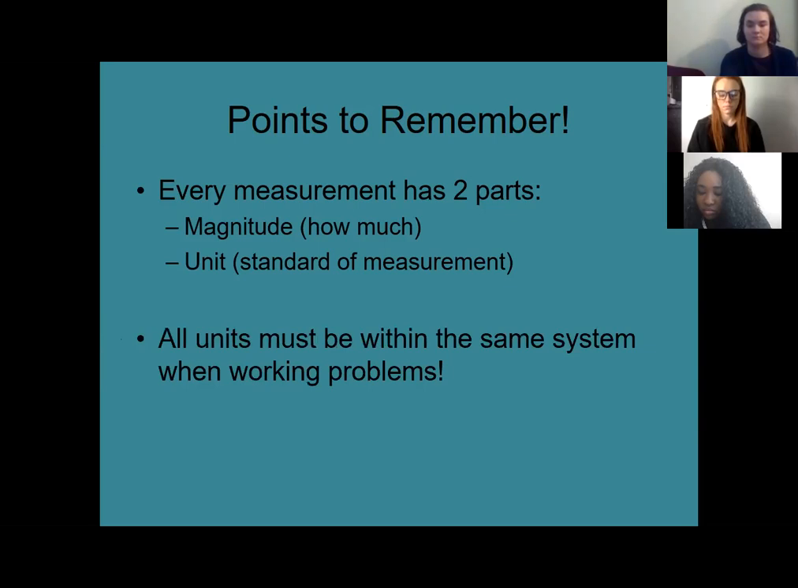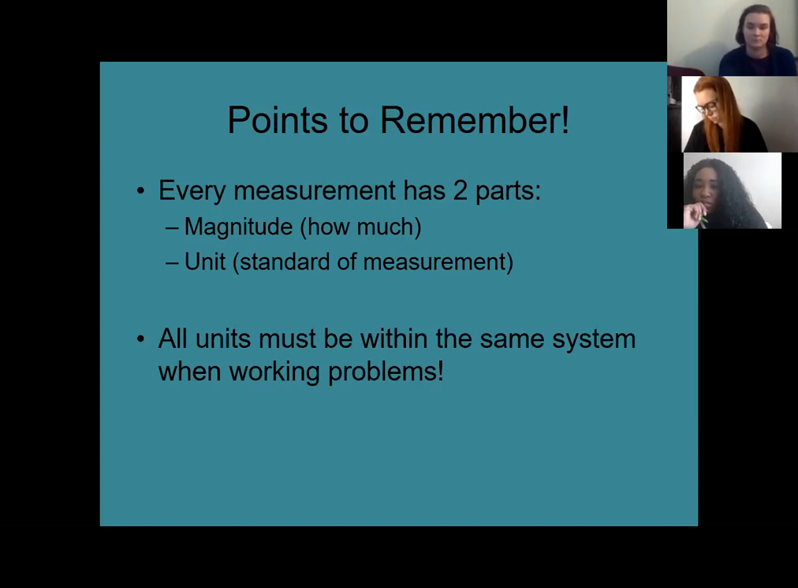Also, you have to work within the same system of units. You can't have part of your concepts in the British system and the other part in the MKS system and get an appropriate answer. You have to convert. You could convert all quantities to the British system and work the problem, or you could convert all quantities to the MKS system and work the problem. But you cannot work the problem if half the quantities are in one system and half are in the other.